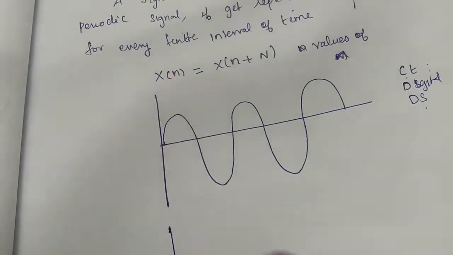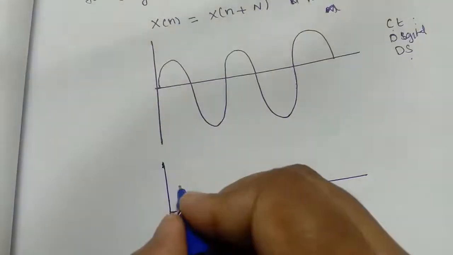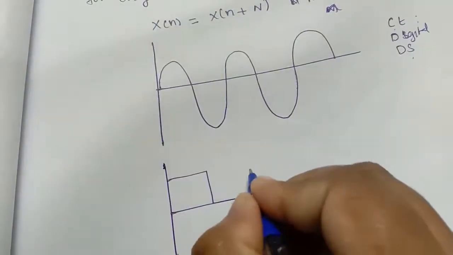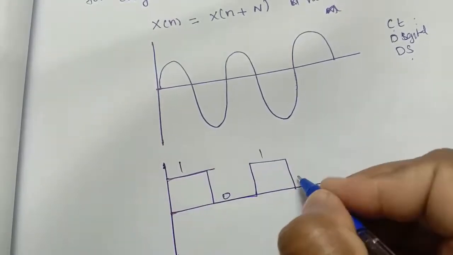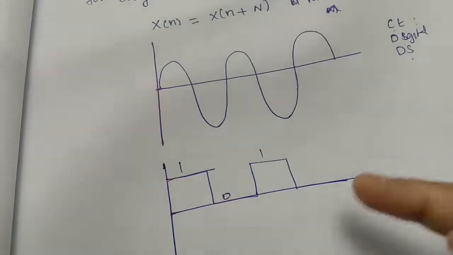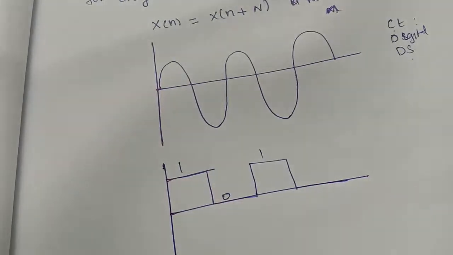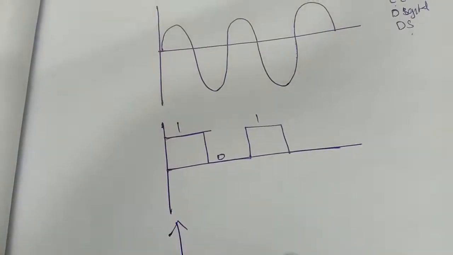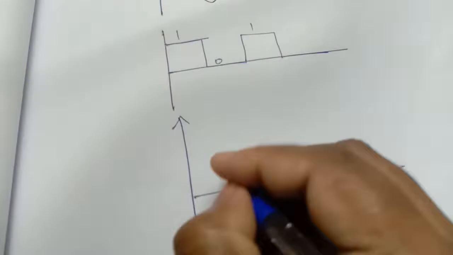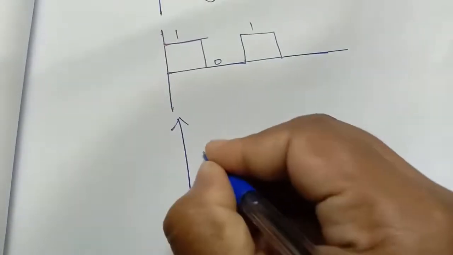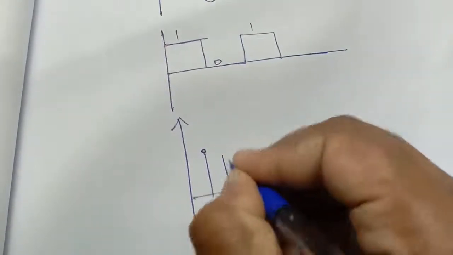You know already what is a digital signal. It means that you will get zeros and ones. So if this is a 1 and this is a 0 and this is a 1 and this is a 0, like that you will get digital values. That means a binary value. It is called a digital signal. When you are going for the discrete signal, it will act at particular time intervals, like this.